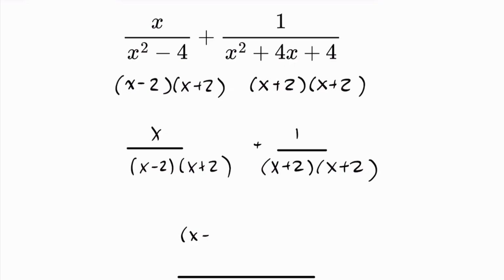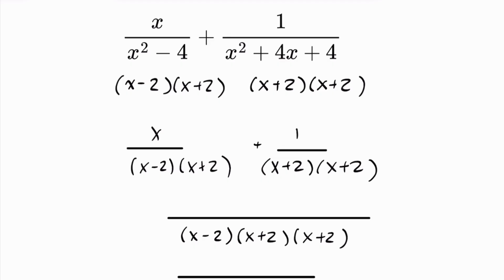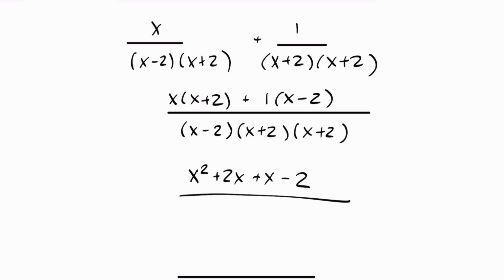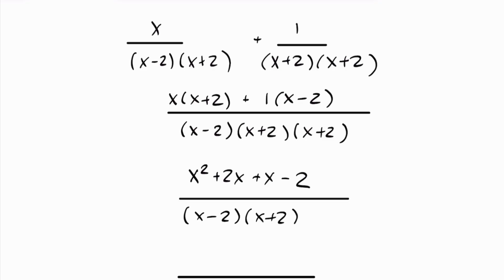So the way to approach this is our common denominator is going to have the x plus 2 that's common to both, the x minus 2 that's in the first, and the x plus 2 that's only in the second. So we therefore need to multiply the x by what it's missing, an x plus 2. And we need to multiply the 1 by what it's missing, which is an x minus 2. All right, now we can expand the numerator, right? So we can do x times x plus x times 2 plus 1 times x plus 1 times negative 2, right? And then we keep the denominator still factored.